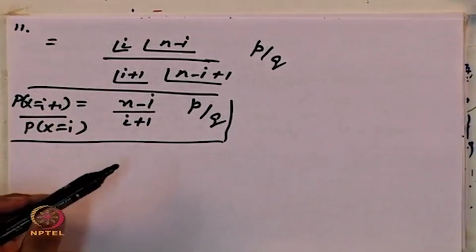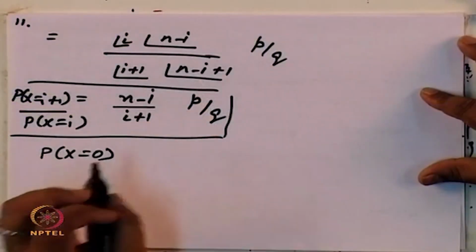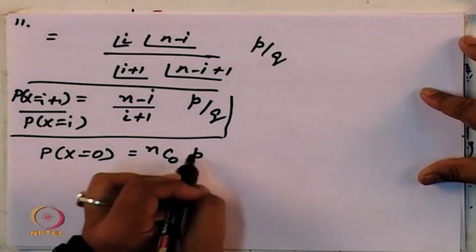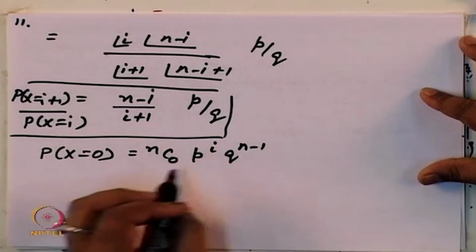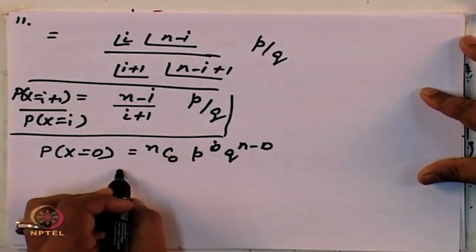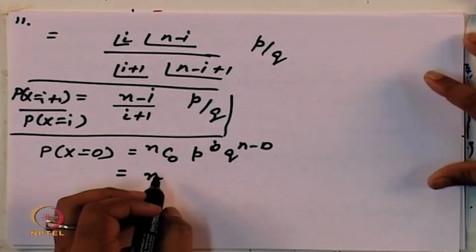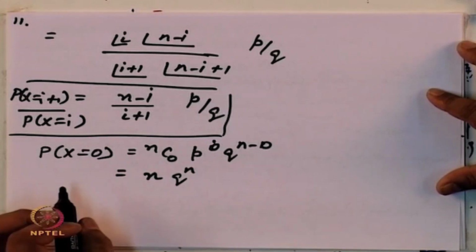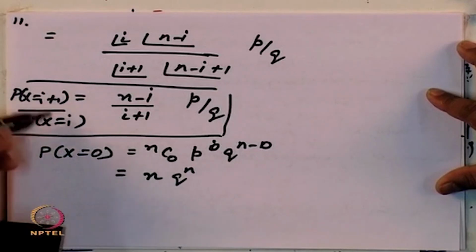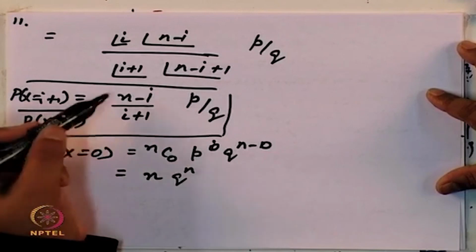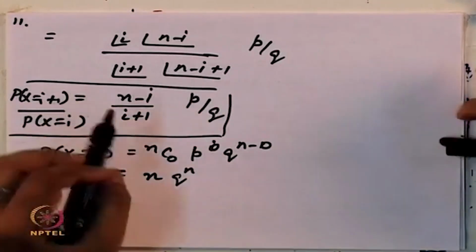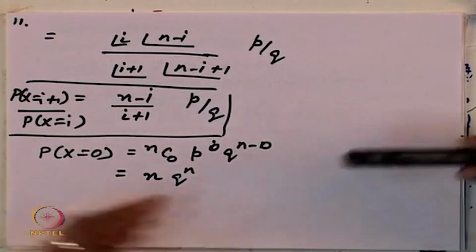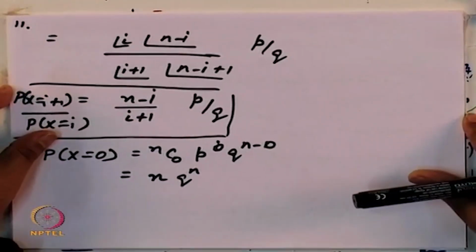Okay. So, if you put i equal to 0, probability of x equal to 0 is nC0 p to the power 0 q to the power n, which is simply q to the power n. Then you can use this expression to calculate x equal to 1. So, you substitute i is equal to 0 and then accordingly you get it. Okay. So, this is how you can use recursion to compute these binomial probabilities in a computer.